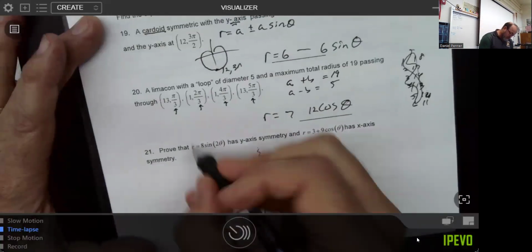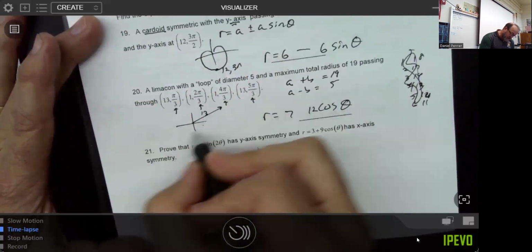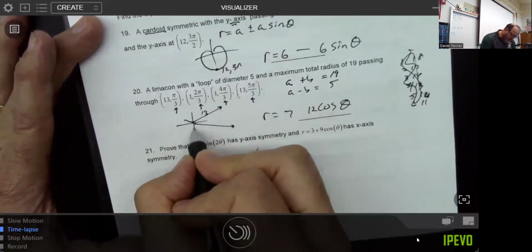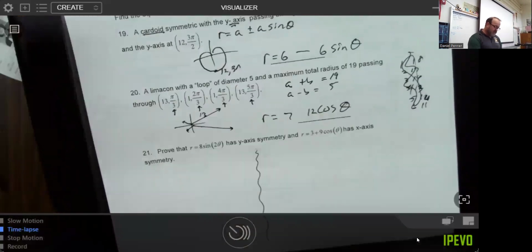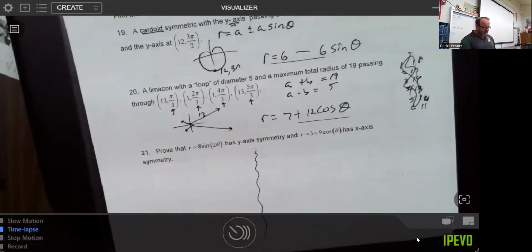Secondarily, what I noticed is pi over 3 is here, and it's 13 units out this way, but it's 13 units out here at 5 pi over 3, but only 1 unit going to the left. So the thing is quite clearly extended to the right, so that's going to be a plus. All right.